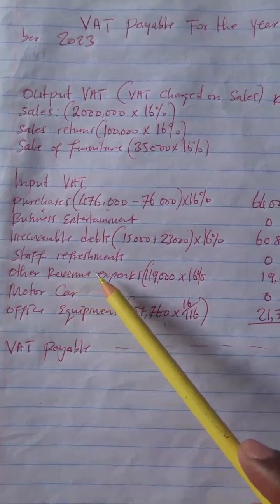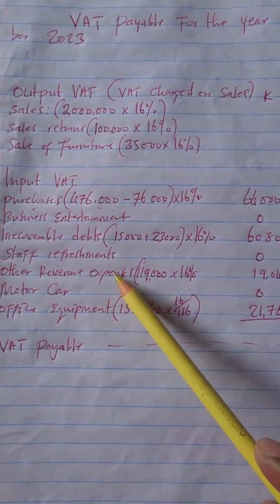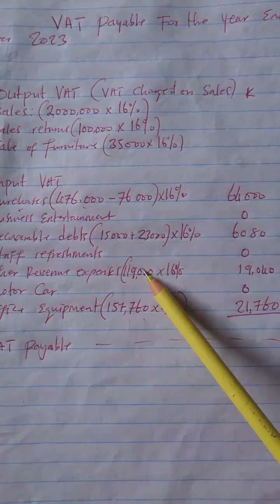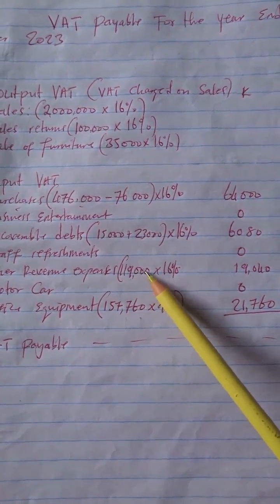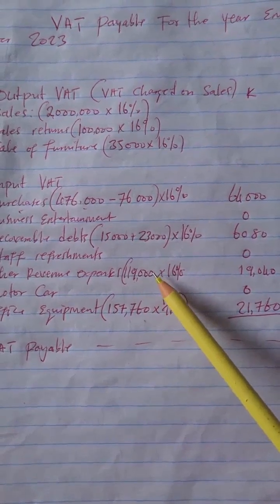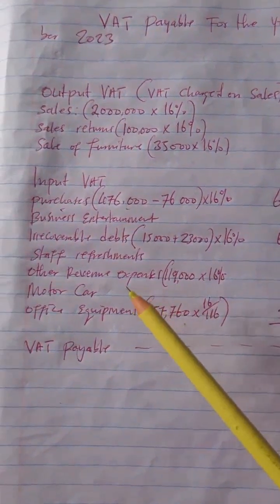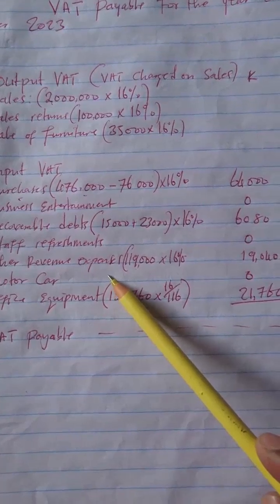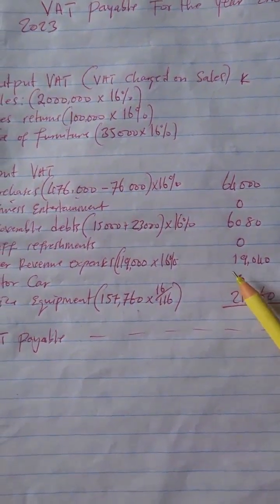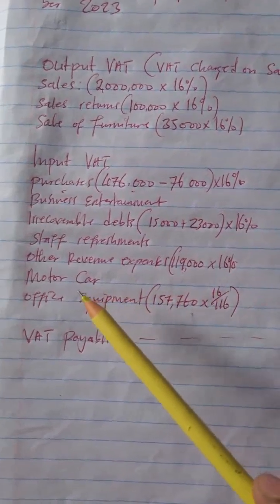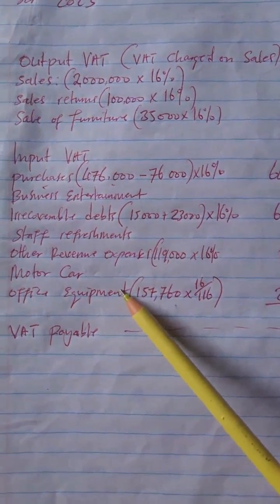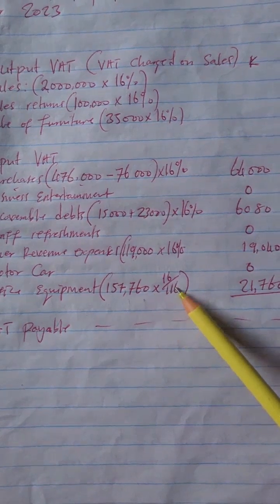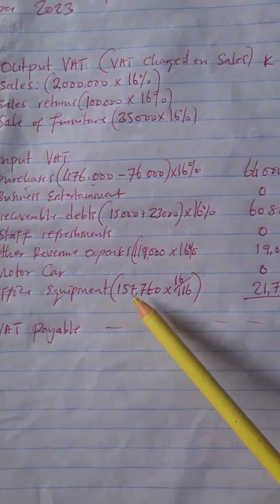Other revenue expenses. Revenue expenses mean these expenses are bringing in revenue to your business. Those expenses you are allowed to claim if you are VAT registered. So on those expenses, we are calculating the VAT, which is this figure. And then on the motor car, this motor car wasn't used for business, so you are not allowed to claim anything on that motor car. And then the other one is office equipment. Office equipment was bought at this amount. You can actually claim the input tax on the office equipment.